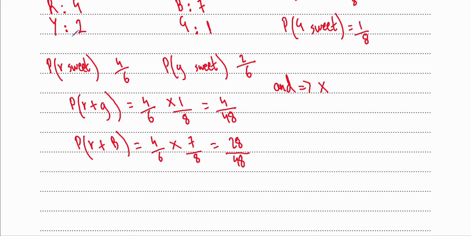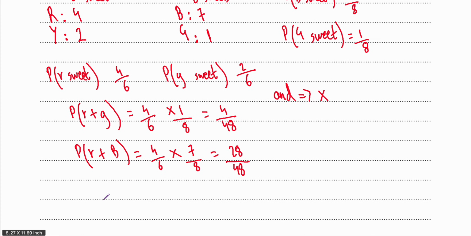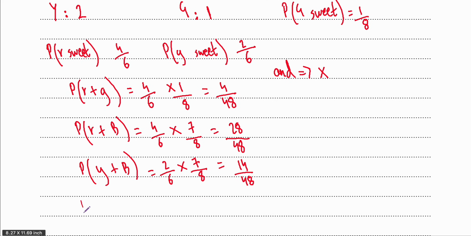Now what if I asked you what's the probability of picking a yellow and a blue sweet? Well, that's going to be 2/6 times 7/8, right? Because the probability of a yellow is 2/6, the probability of a blue is 7/8, and this gives you 14/48. And then the most unlikely thing, what if I asked you what's the probability of picking a yellow sweet and then a green sweet? Well, that's just 2/6 times 1/8, and that is equal to 2/48.